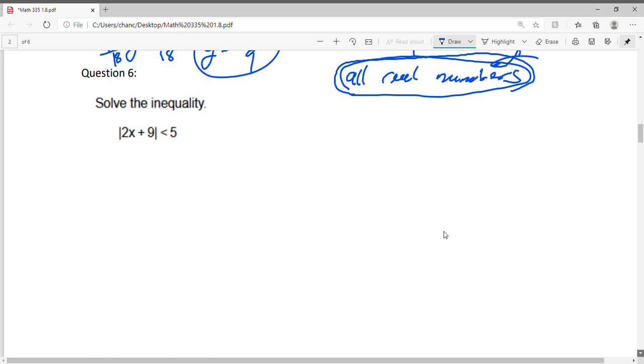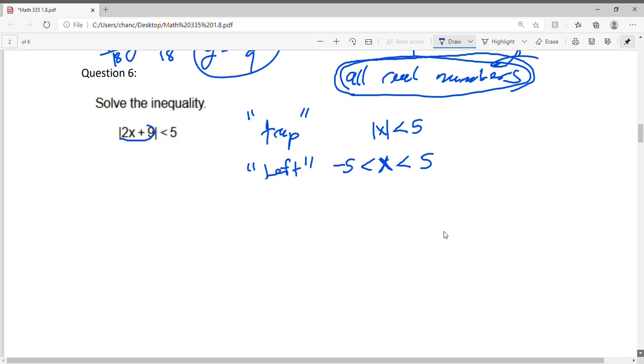Example 6, we have the absolute value of 2x plus 9 is less than 5. This is what I call a trap. For example, if you have the absolute value of x is less than 5, I can say that x is trapped between negative 5 and 5. Now, how do I know this thing is a trap? It's because the inequality points to the left. So we can trap the absolute value of x between two numbers. Well, x is trapped between negative 5 and 5.